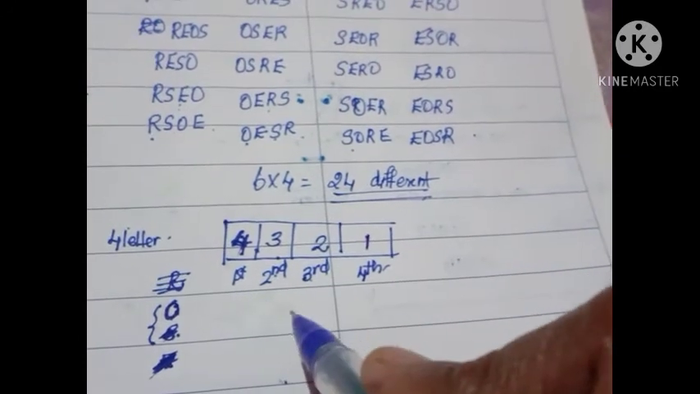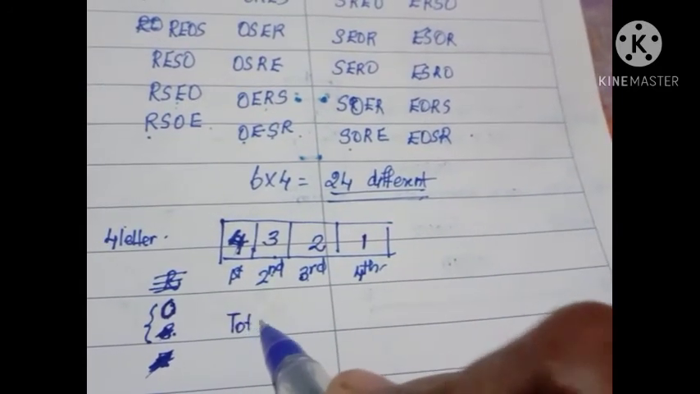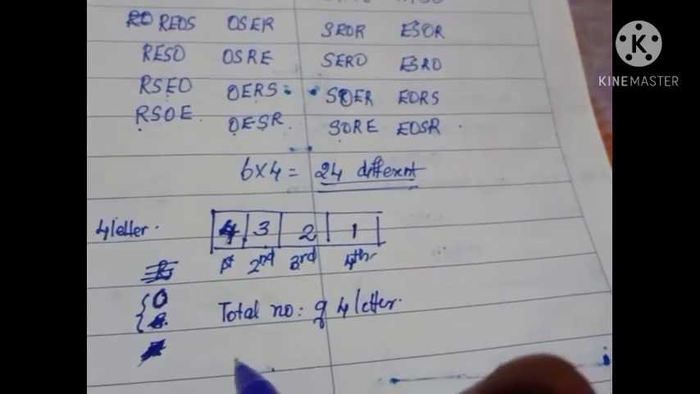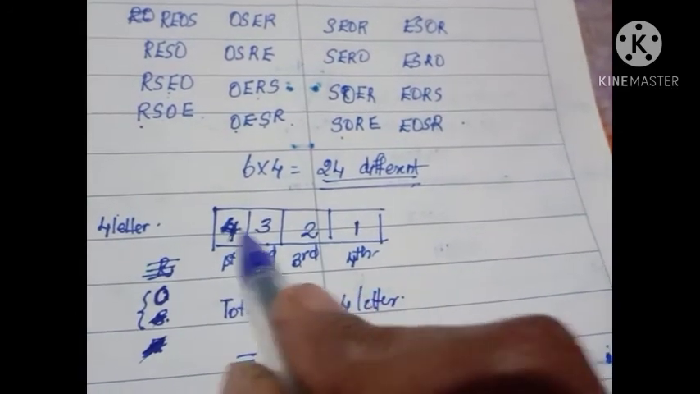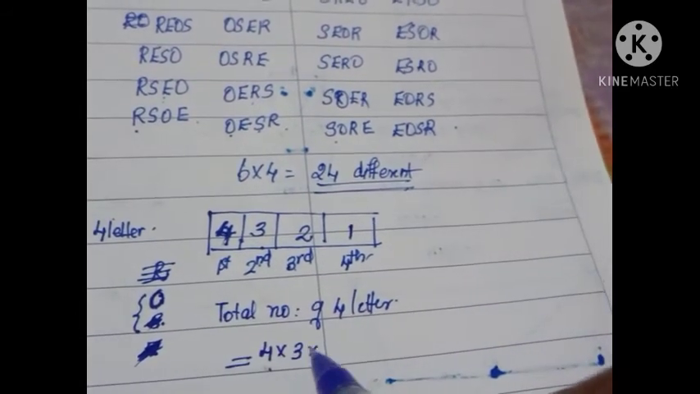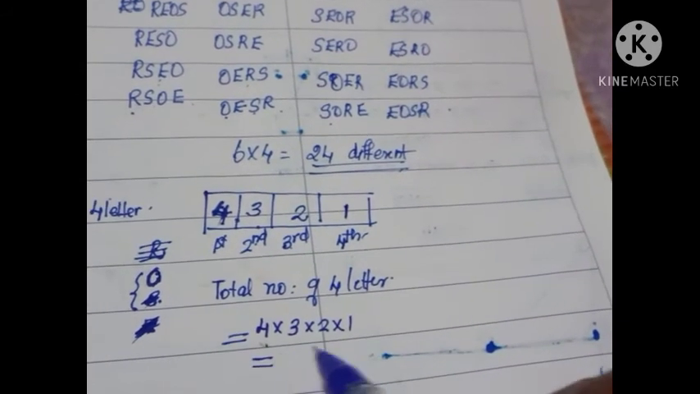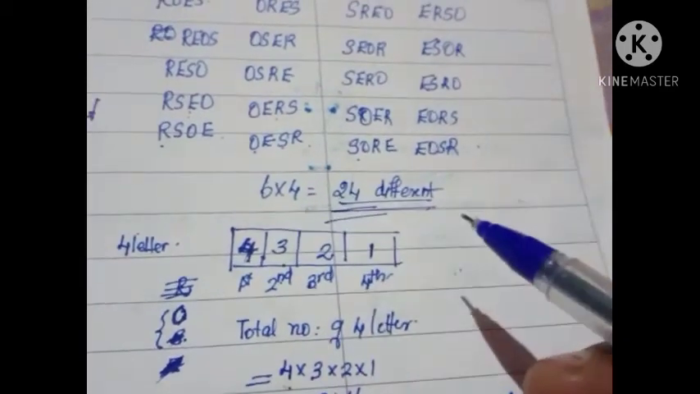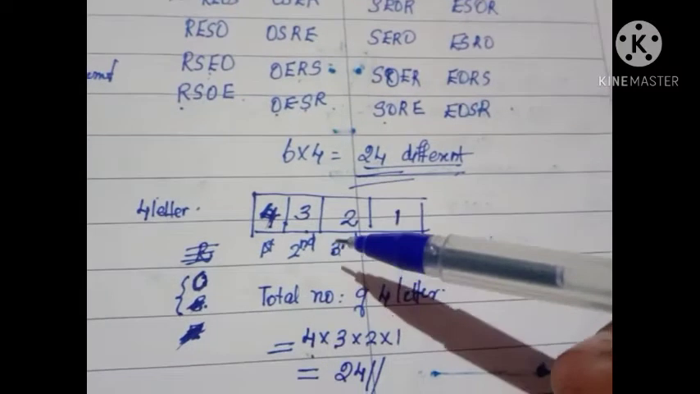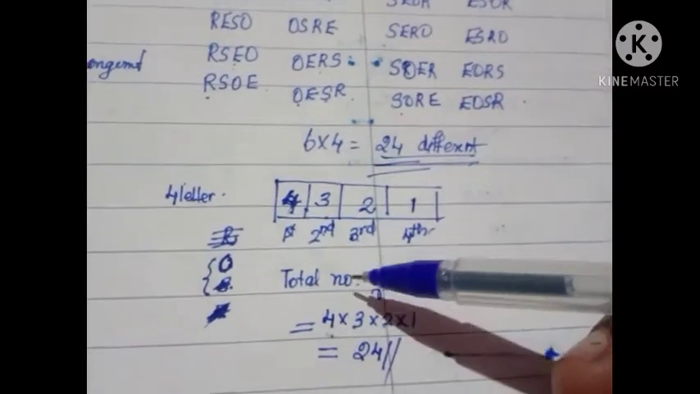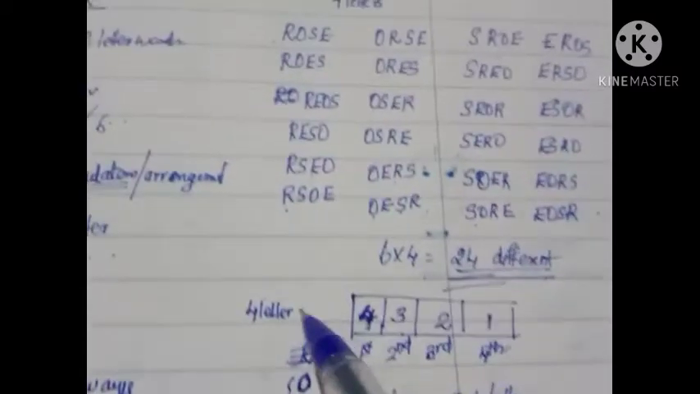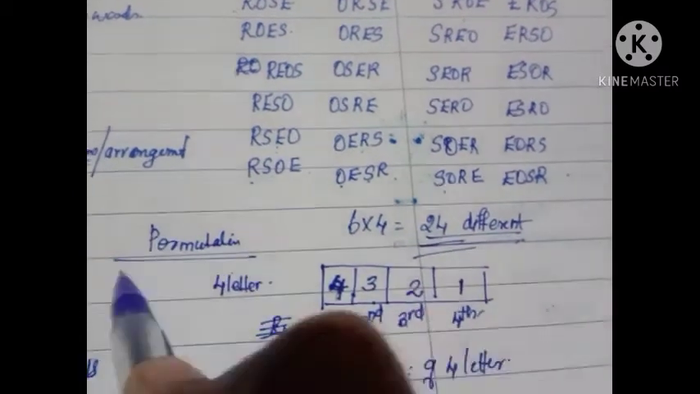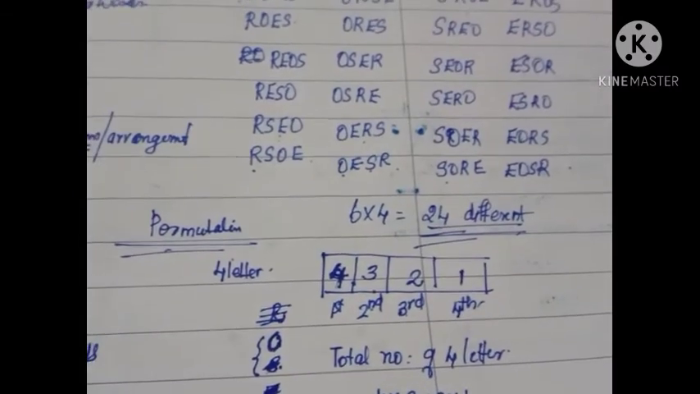So by our fundamental principle of counting, the total number of 4 letter arrangements is equal to, in order, 4 into 3 into 2 into 1. What is the answer? 4 into 3 into 2 into 1? 24. Look here. Okay, so this is the fundamental principle of counting or multiplication principle. So this is the basic concept of permutation. Okay, this is the permutation basic concept, the multiplication principle.